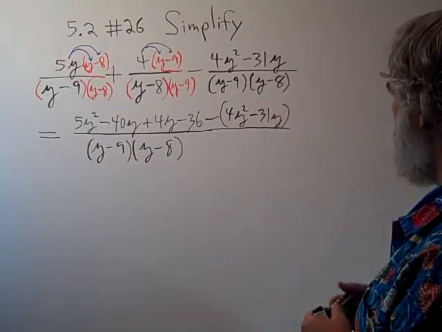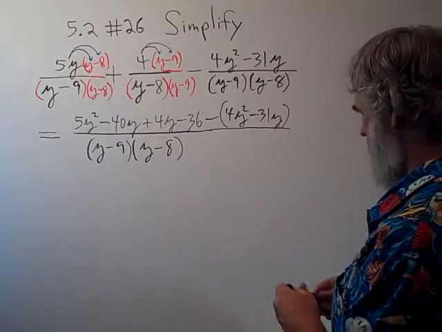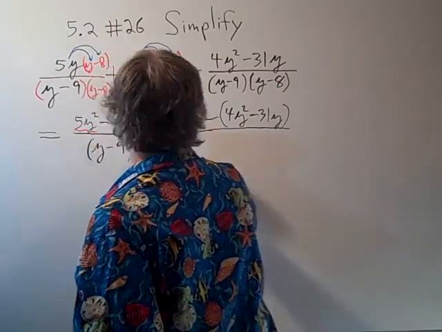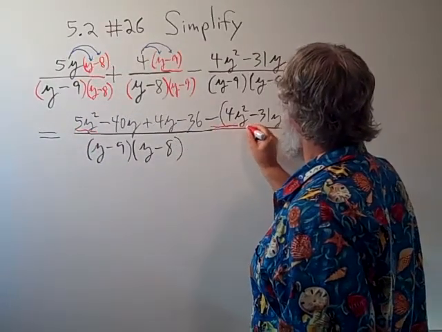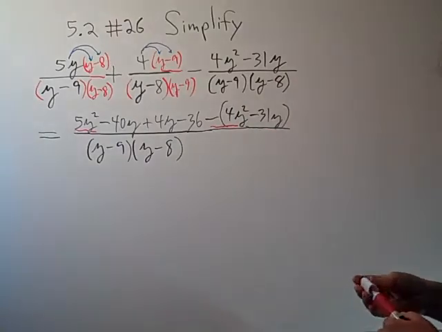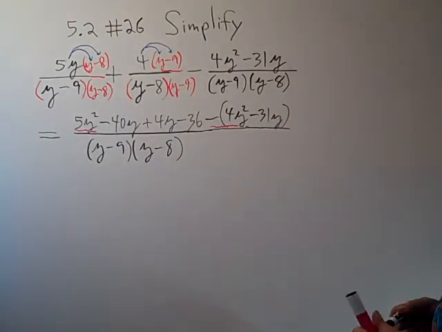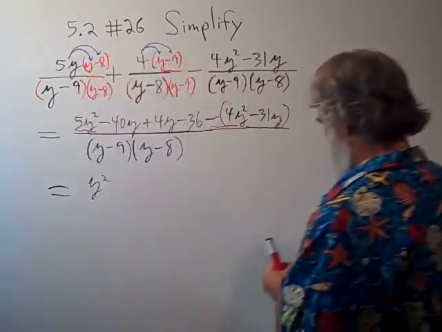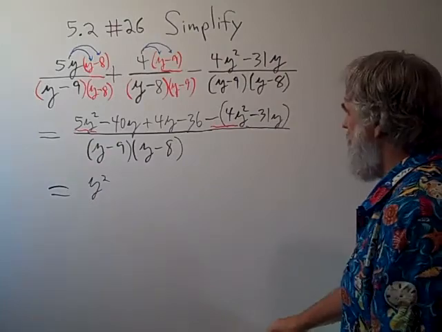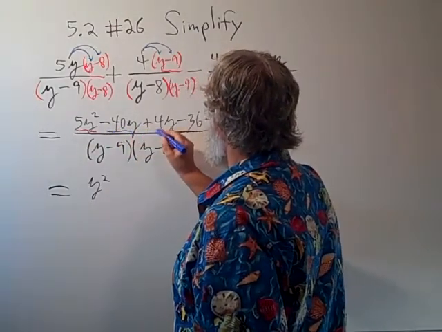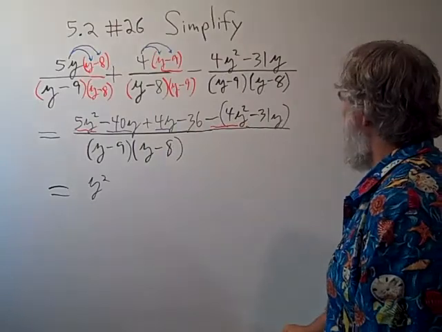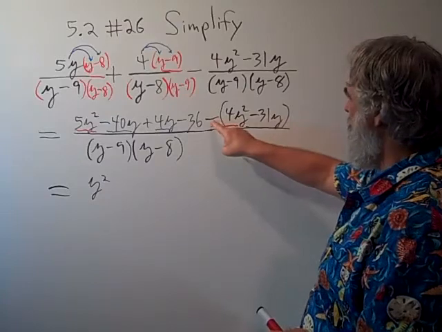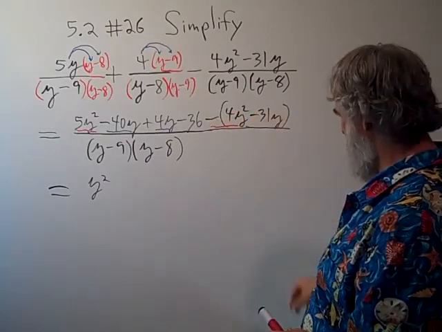Okay, now we can start combining like terms in the numerator. Notice that we have 5y squareds, but we also have in here a negative 4y squared. The negative applies to that term, so it's 5 minus 4 leaves just 1y squared in the numerator. There's a simplification in the y terms. We can combine negative 40y's plus 4y's, and that adds up to negative 36y's. But we also have a negative times a negative is a plus 31y's.